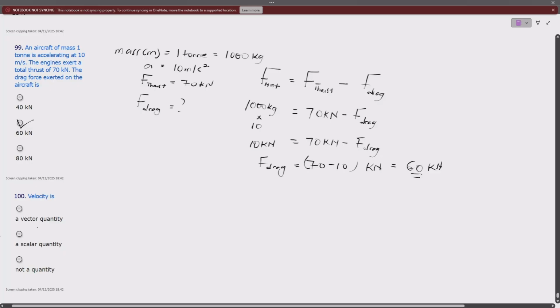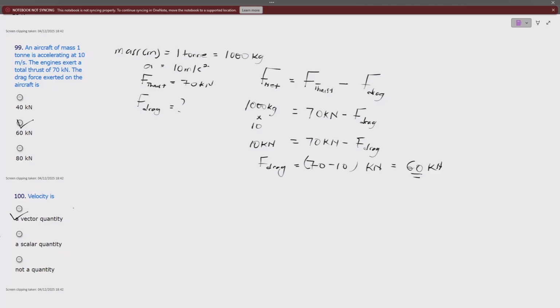Velocity is a vector quantity. So that is the end of the part 2 of the kinetics, part 66, module 2, physics.